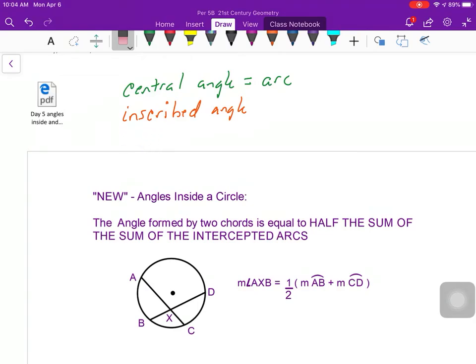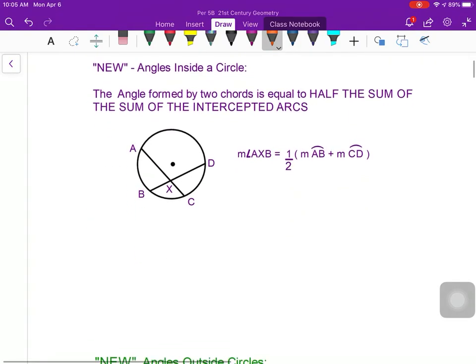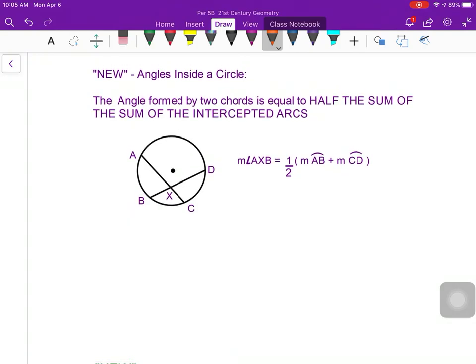An inscribed angle is also sometimes just called an on angle, because it's on the circle, and it was equal to half of the arc. And then we had a couple of them that were more complicated. So let's talk about those complicated ones again.